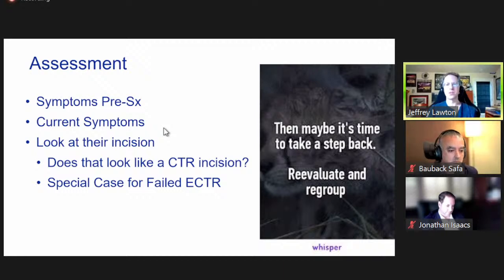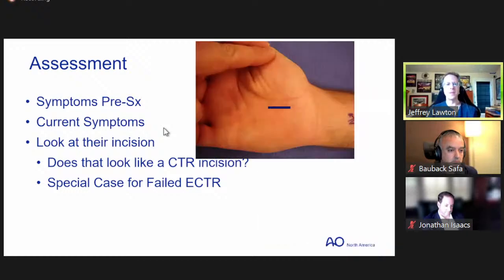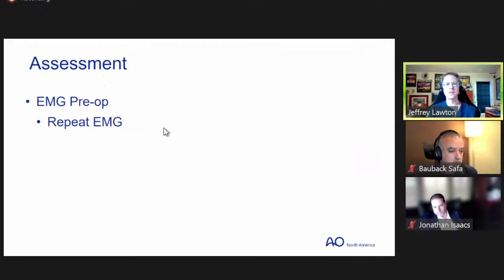You want to talk about their symptoms before their surgery, their current symptoms, whether that changed at all, and then look at their incision. So this is a typical patient, and there you see the incision there. And there in your mind's eye, you say, well, here's where I would make my incision, and really ask yourself, does it look like someone could do a carpal tunnel release through their incision? And then we'll talk about the special case for a failed endoscopic carpal tunnel release.